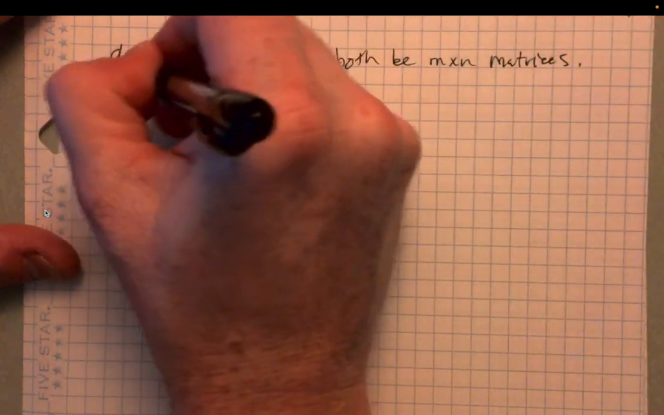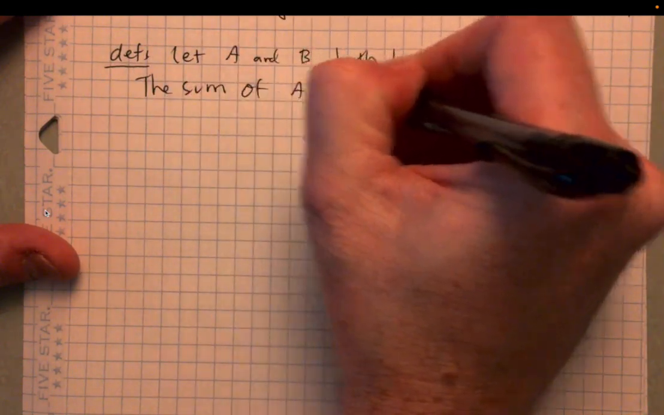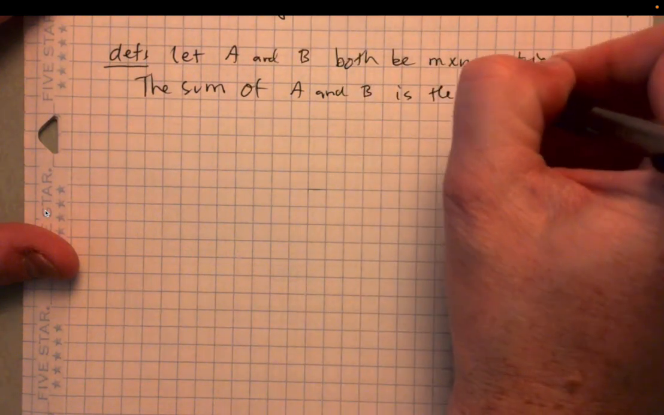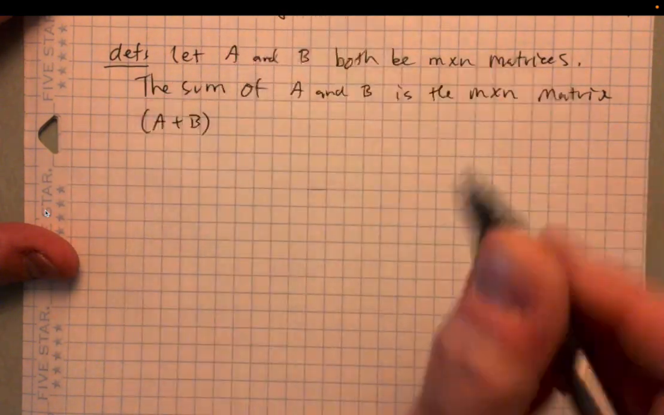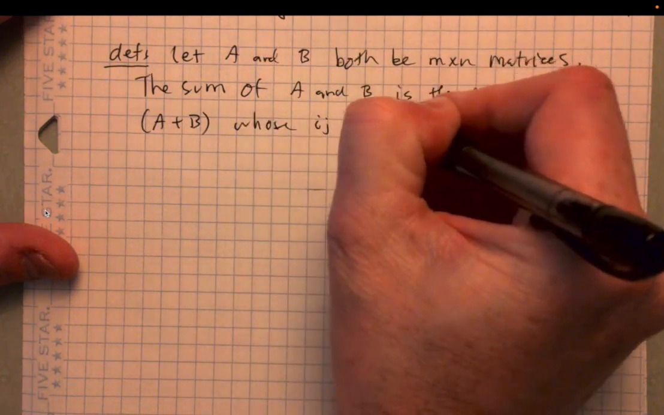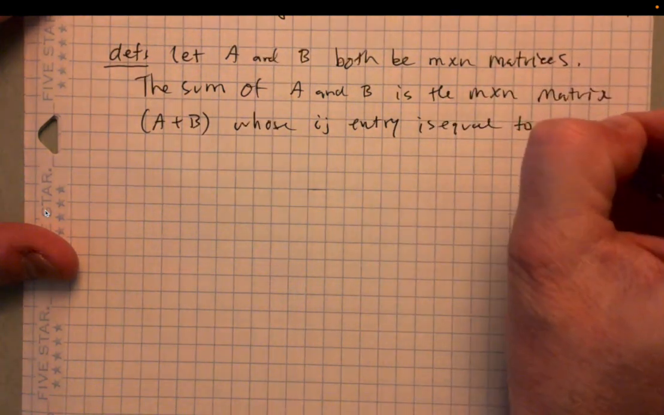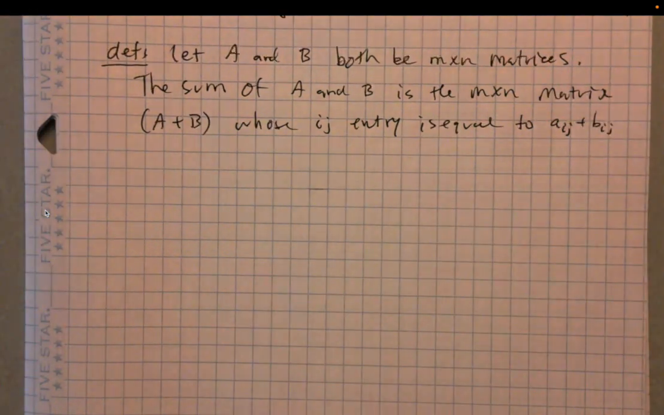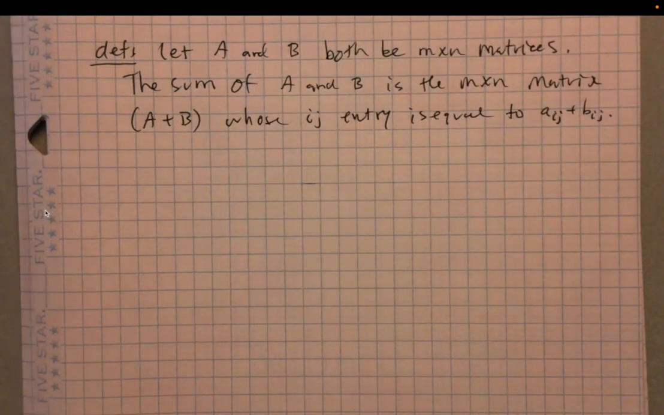Okay, then we say the sum of A and B is the m by n matrix, and we say A plus B, whose ij entry is equal to aij plus bij. Okay, that's the definition of the sum of matrices.